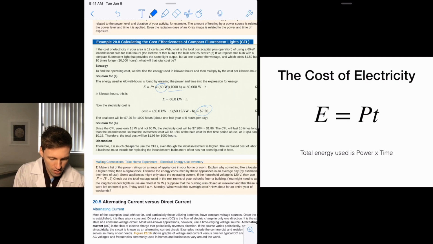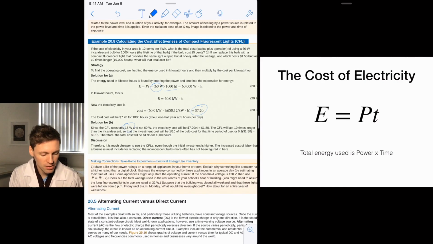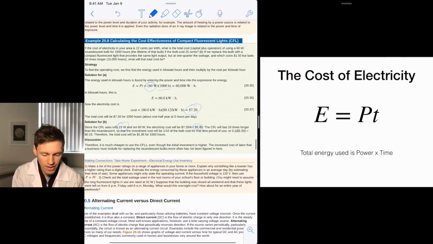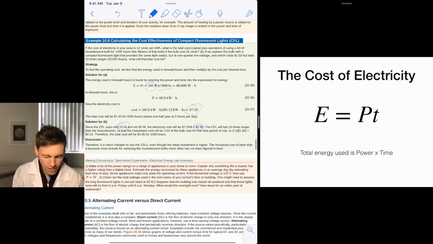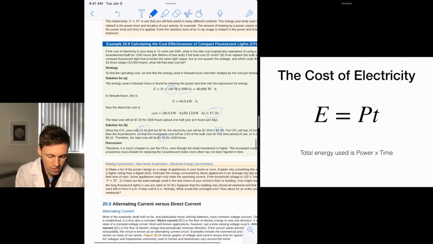And then the other case is that instead of using 60 watts, it uses 15 watts, and then you get that it will be 1/4 of the cost, which is $1.80, and then it lasts 10 times longer. So the total cost over 1,000 hours, you have to divide it by 10, is 15 cents. Okay, there we go.